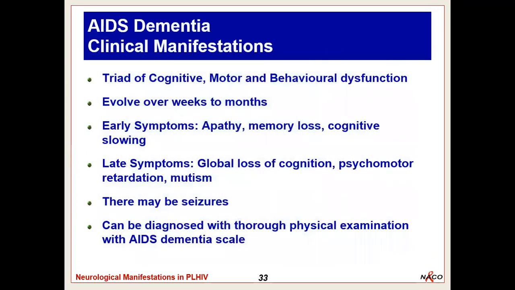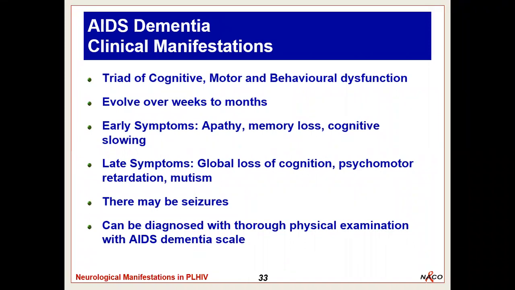So typically, AIDS-related dementia presents with a triad of cognitive, motor, or behavioral dysfunction. It evolves over weeks to months. Typically, the early symptoms which you see are apathy, memory loss, or cognitive slowing. Patients can have later symptoms such as global loss of cognition or psychomotor retardation. It can be diagnosed through physical examination, and a thorough physical examination is important. And also you have to think about the dementia scale.